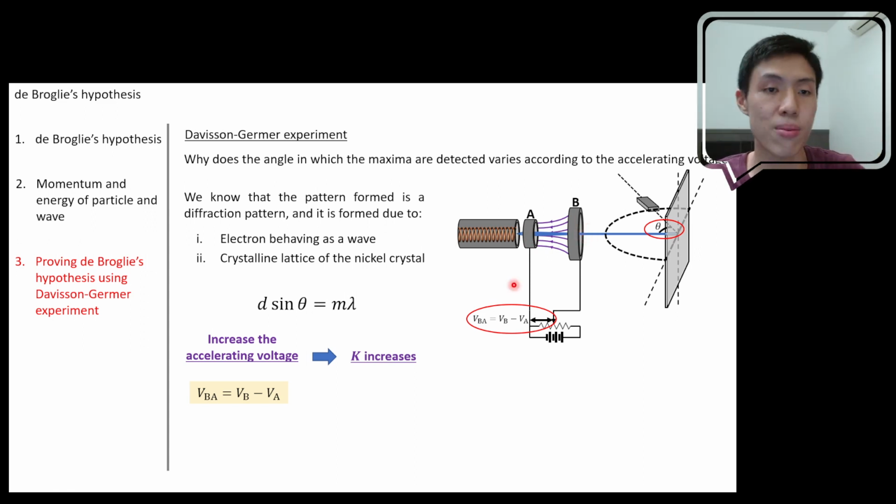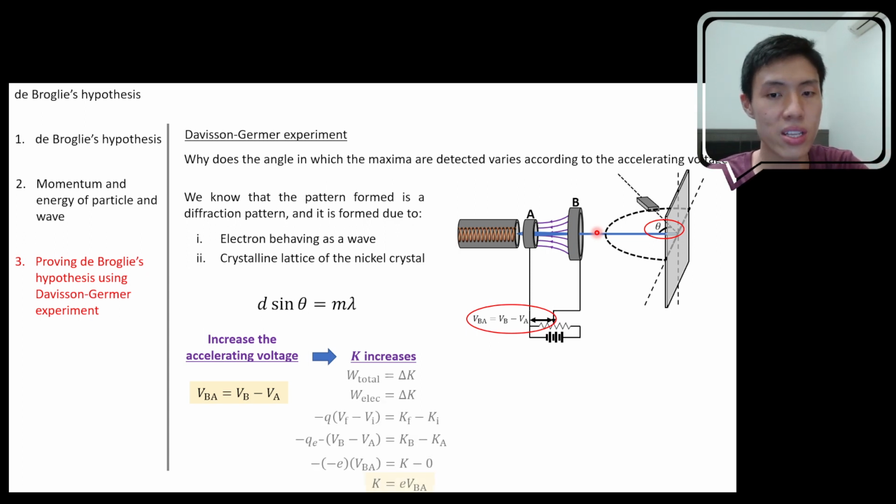So the electrons will come out from electrode B with a higher speed, or a greater kinetic energy. So if you want to prove it mathematically, this is the way we do it. Okay, it's very long, but bear with me.